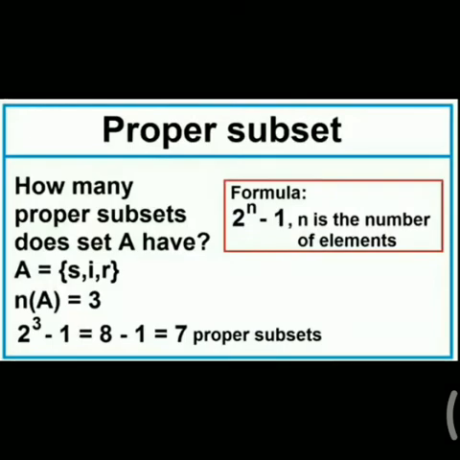Here we discuss the formula for finding the number of proper subsets of a set. The formula is 2 power n minus 1, where n is the number of elements in the set. Here a set is given with 3 elements. The number of proper subsets will be 2 power 3 minus 1, which is 7.